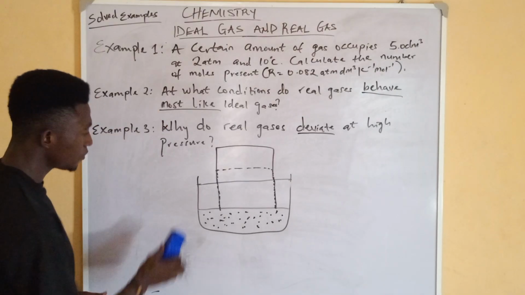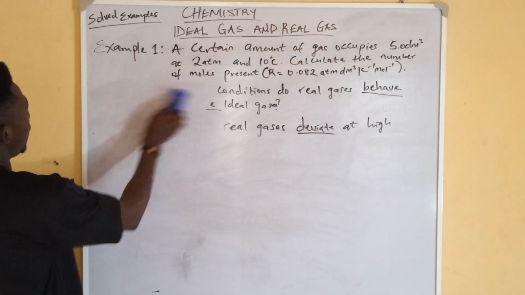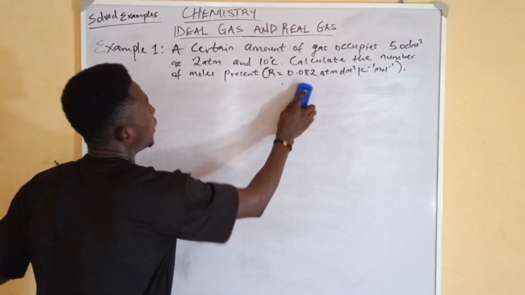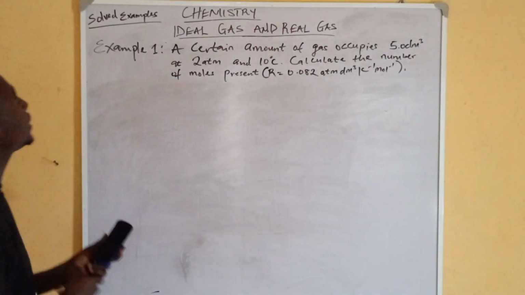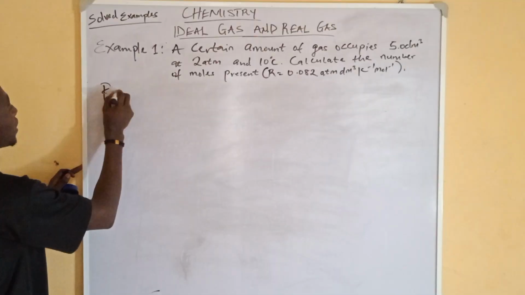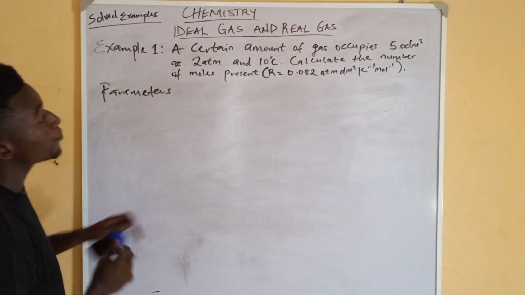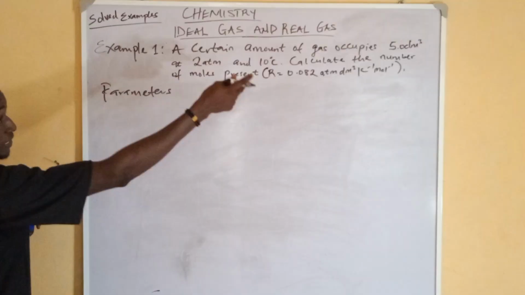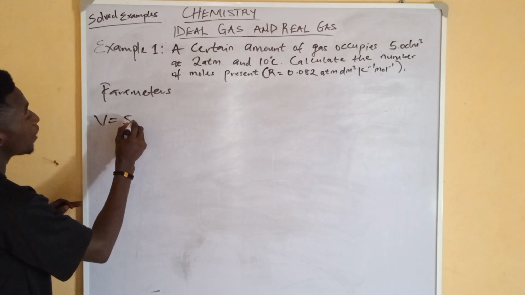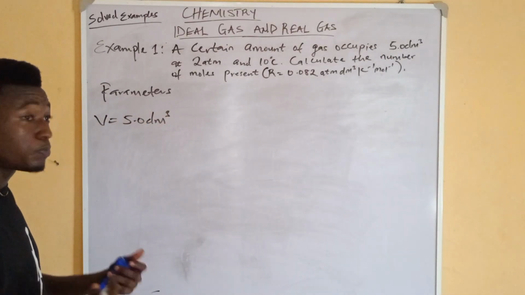That is that. So now let's solve question one. We said a certain amount of gas occupies 5.0 dm³. So these are parameters. We have 5.0 dm³, that is our volume. So V, our volume, equals 5.0 dm³. Our volume can be in cm³, it can also be in dm³.